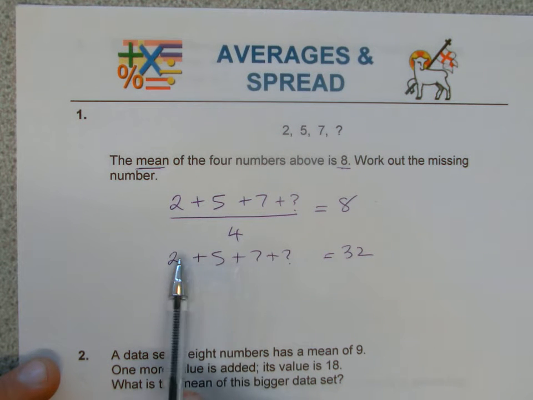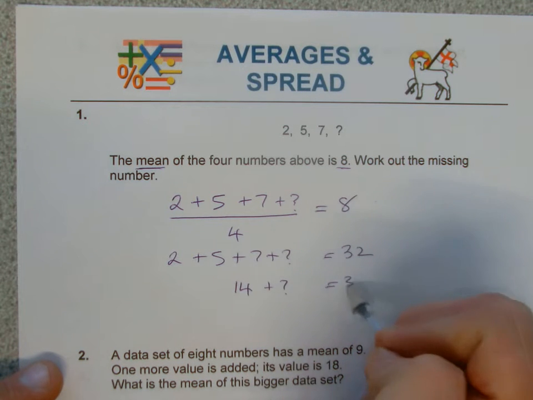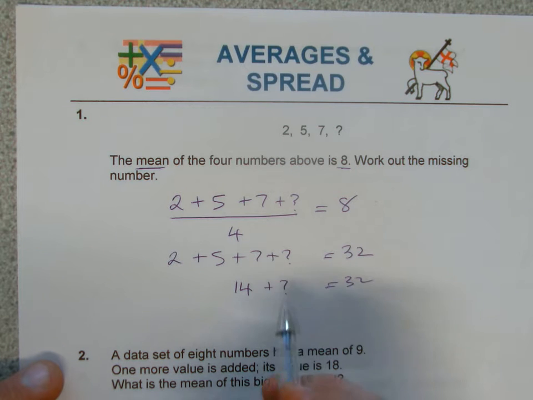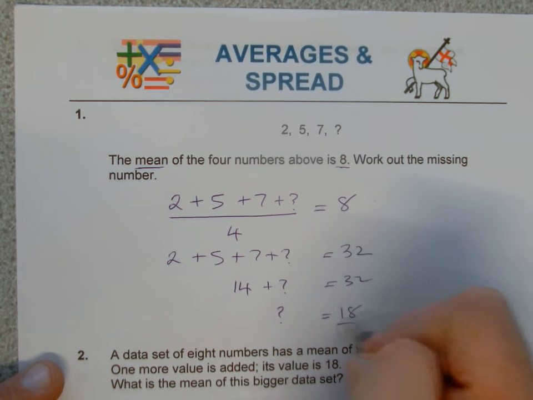These values here, 2 plus 5 plus 7, add up to 14. So then the question mark must be a number you add to 14 to get to 32. So that value has got to be 18.